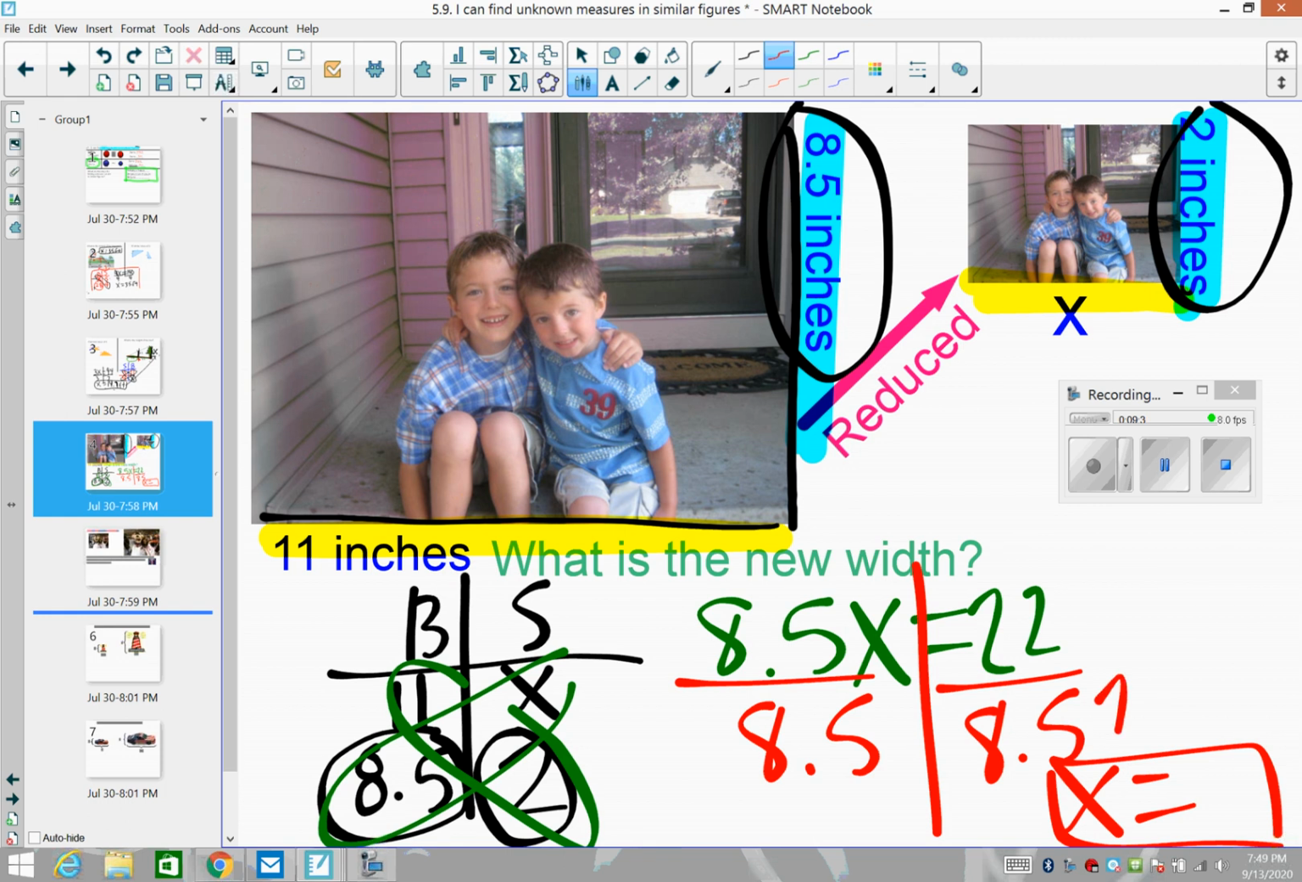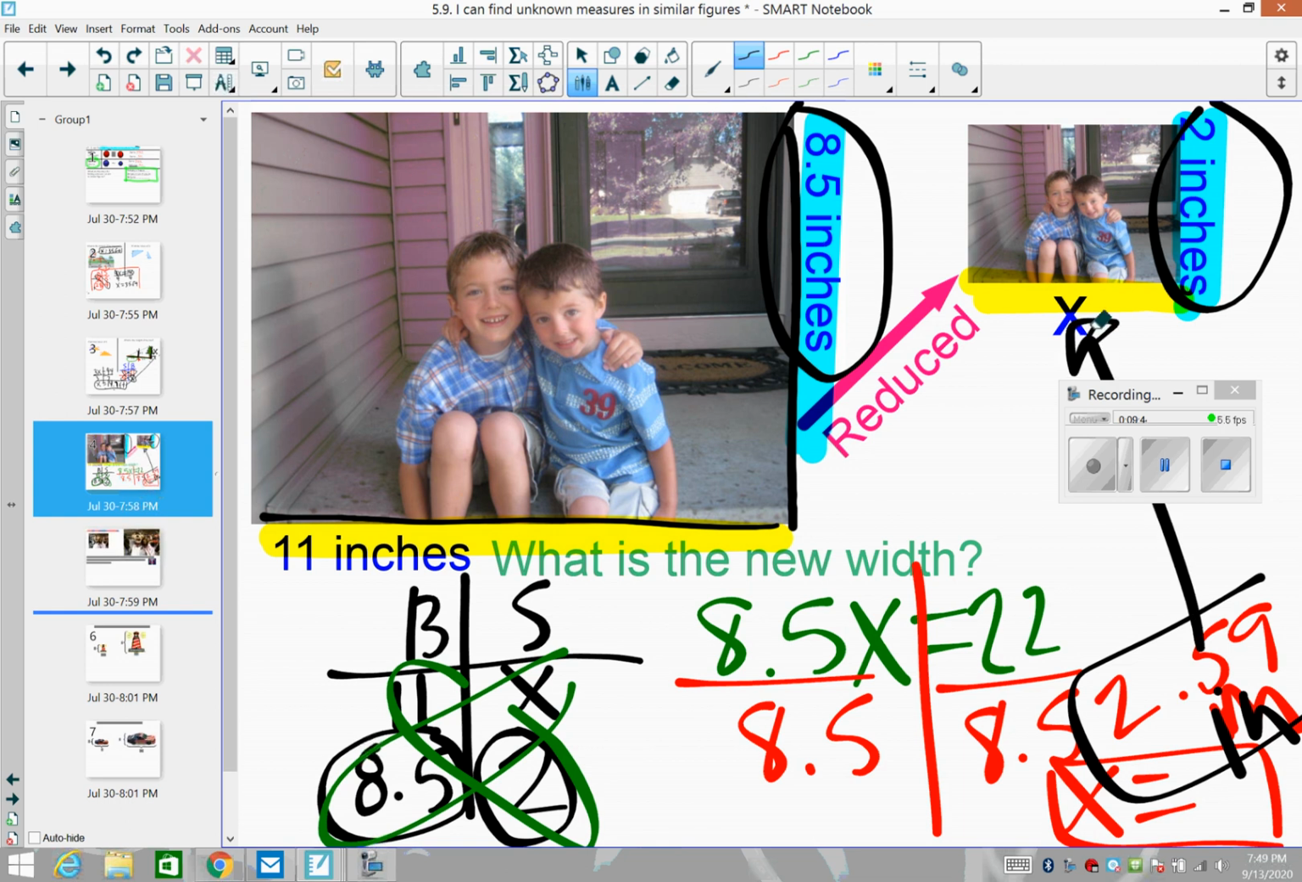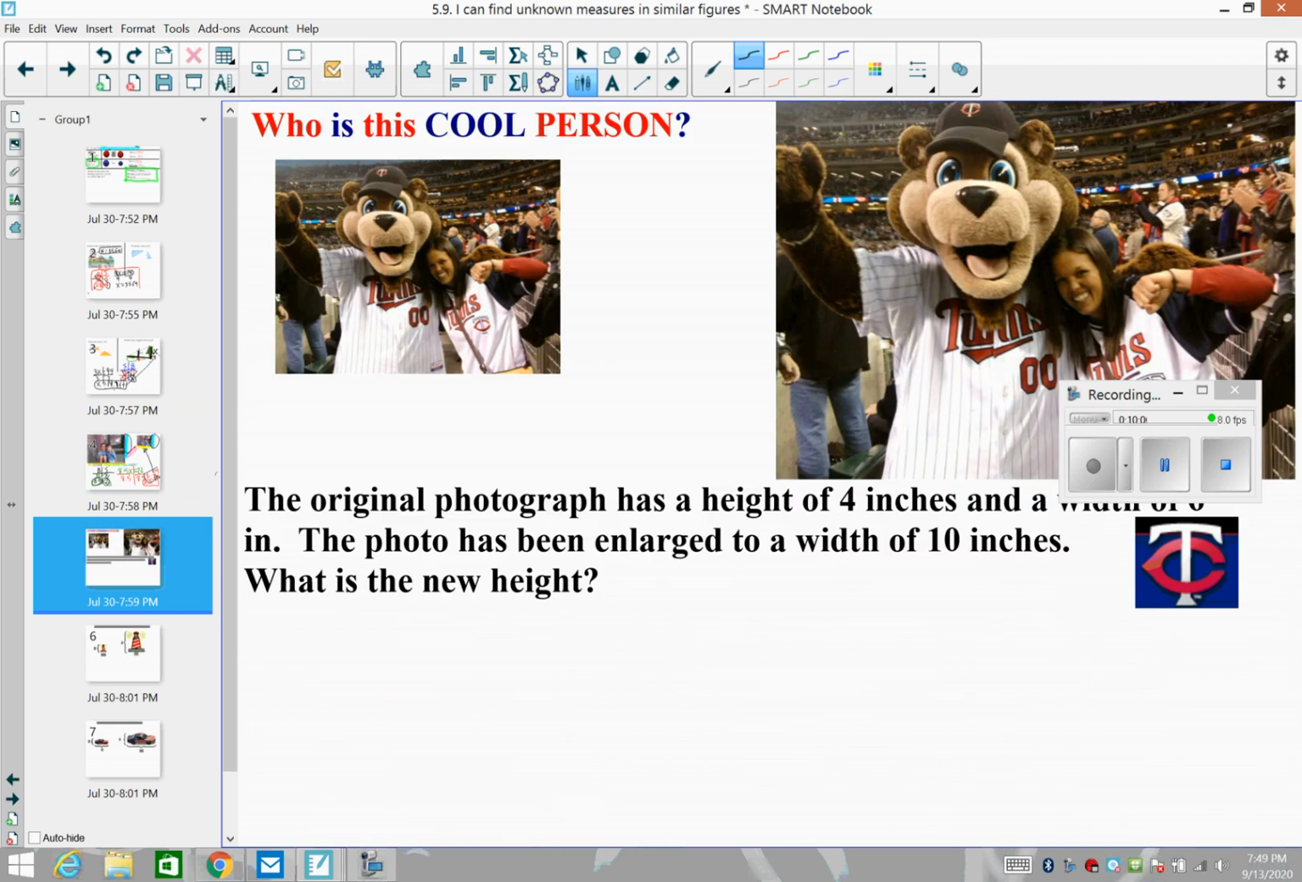So that would be 2.59 inches. 2.59 inches would be what we need the width to be in order to make sure the picture doesn't look distorted. So we would want to make sure we shrink it at the same proportional relationship. So there's a great example of when we would reduce a picture and how we would keep it proportionate from height and width. Likewise, another example.